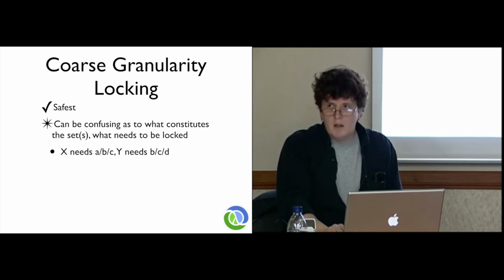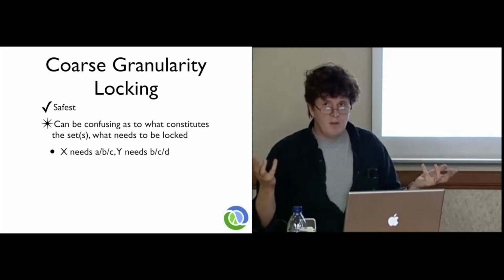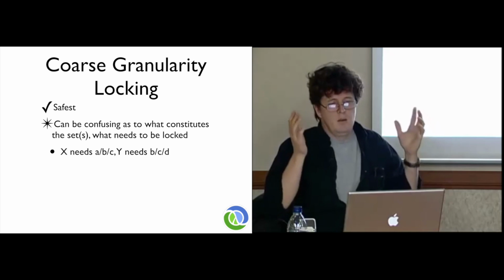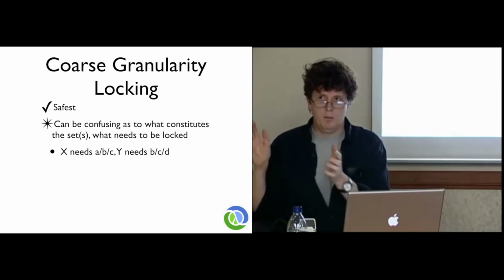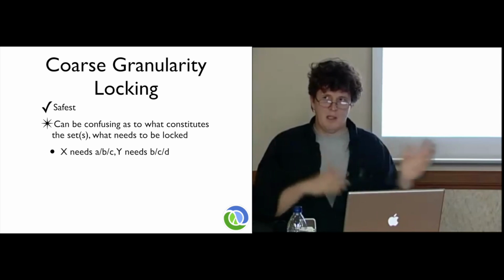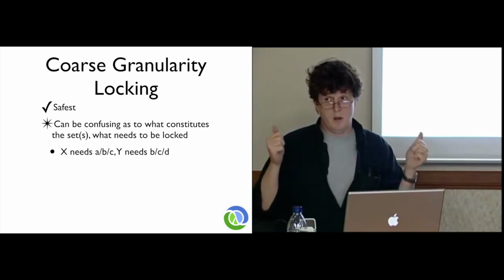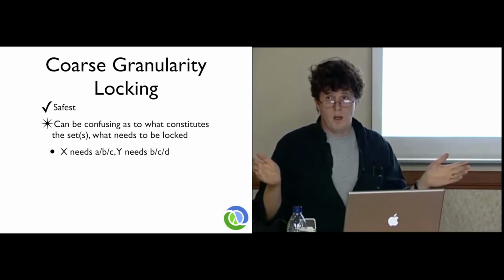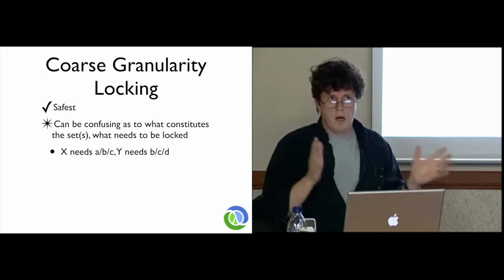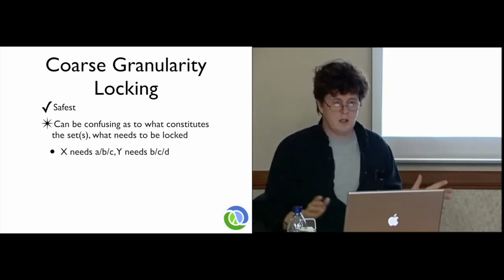It can be confusing if you have a lot of different sets of things in your program. Like one part of your program needs to use A, B, and C, and another part needs to use B, C, and D. Well, is there an ABC lock? Is there a BCD lock? If there is, you already have a bug in your program, right? Or is there an ABCD lock? People have to know what lock they need to use for what data structures.